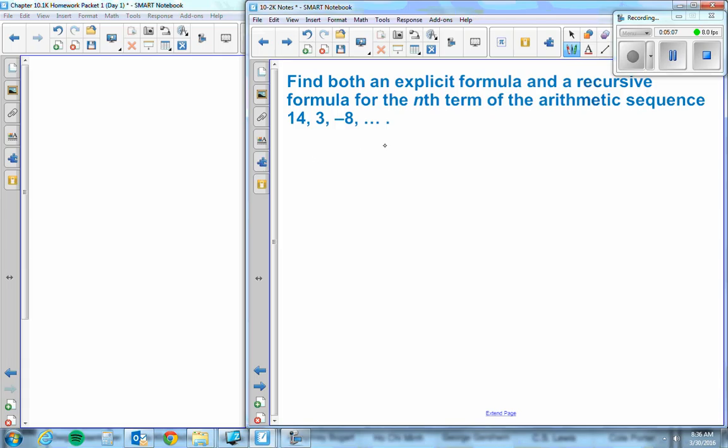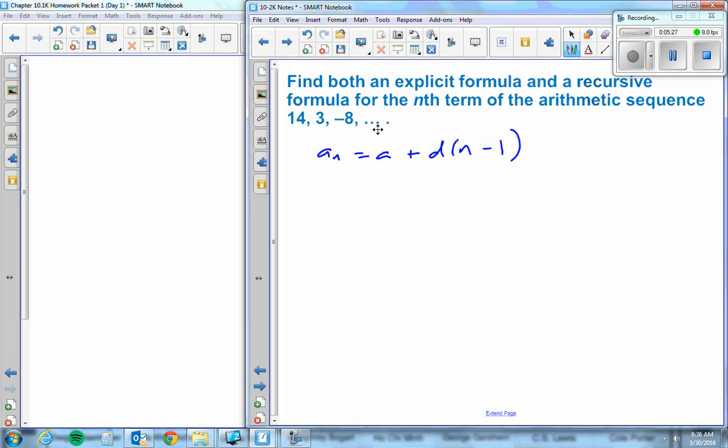So it wants the nth term formula, or the explicit formula. I'm going to write the actual formula down first. And you can put the d before or after. Let me explain this first. Let's explain this a little bit.